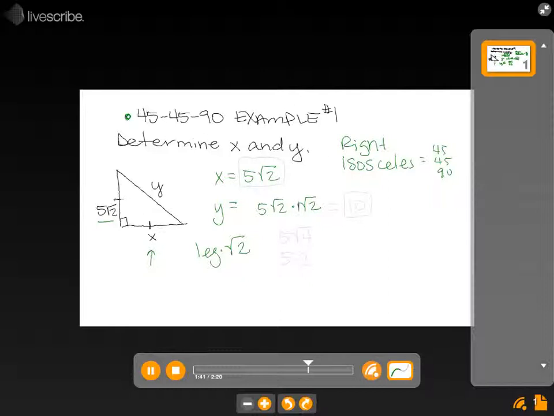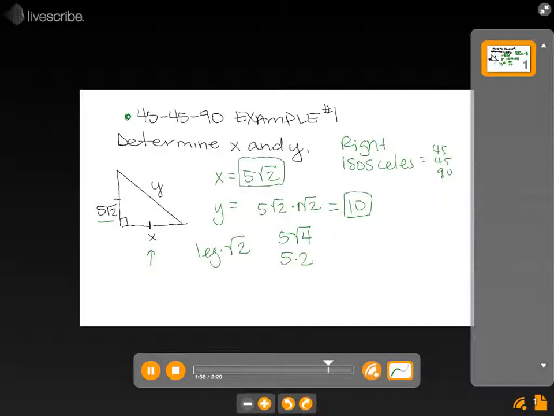Well, there's a 1 out in front of that second root 2. 5 times 1 is 5, and root 2 times root 2 is root 4. The square root of 4 is 2. So we end up with 5 times 2, which is 10. And that's the answer for y.